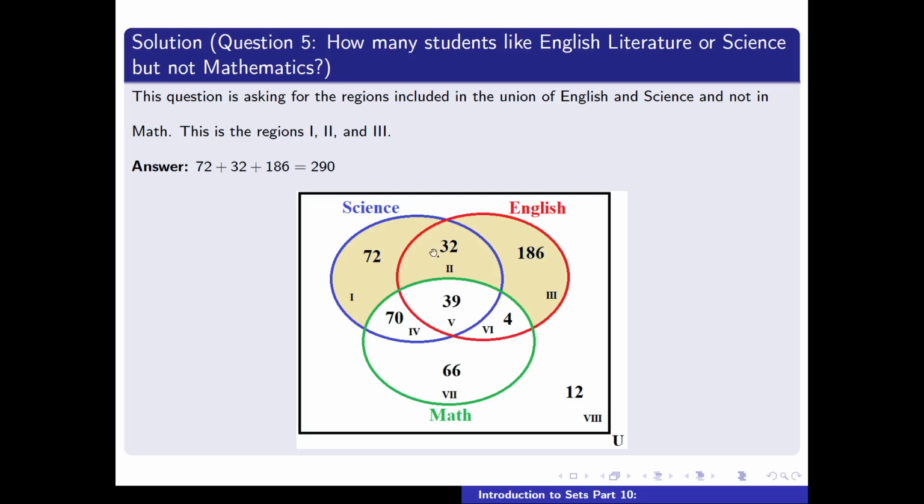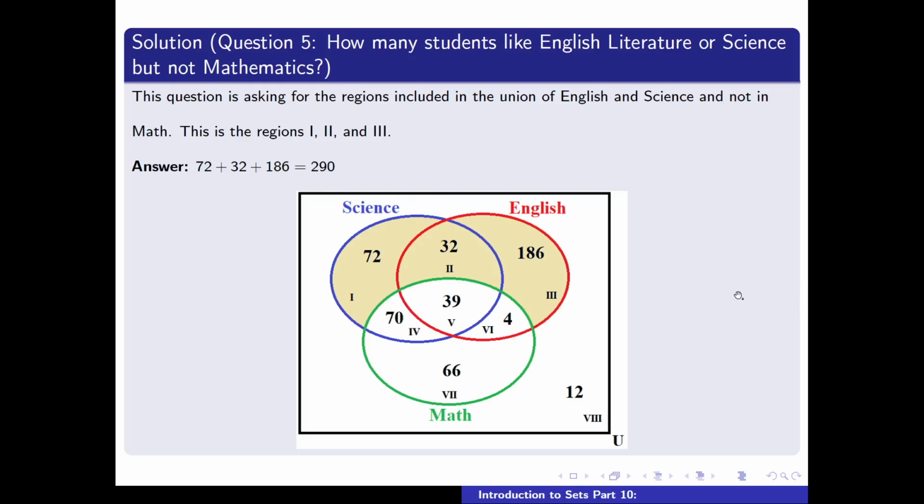Well, the union of English and science is regions 1, 2, 3, 4, 5, and 6. But we want to be outside, so we want to be in the complement of mathematics. So we get rid of these 3 regions, 4, 5, and 6, because they're contained in math. And this leaves us with regions 1, 2, and 3. Summing up 72 plus 32 plus 186 is a total of 290 students that liked either English literature or science, but not mathematics.